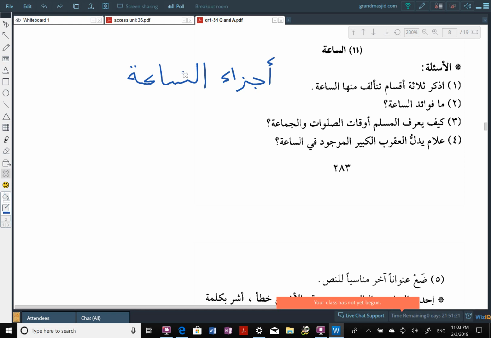As-su'al al-thani, the second question. Ma fawa'id as-sa'a? What are the benefits of a watch? As-su'al al-thalith. And again, these benefits, you can make up your own, but they can mostly be extracted from the text. As-su'al al-thalith, the third question. كيف يعرف المسلم أوقات الصلوات والجماعات؟ How does the Muslim know? كيف, how, يعرف المسلم, how does the Muslim know أوقات, the plural of وقت, أوقات الصلوات, the times of the prayers, والجماعات, and the congregations? How does he know that?